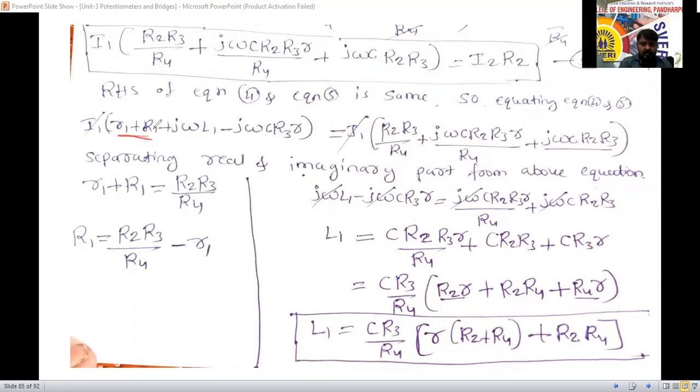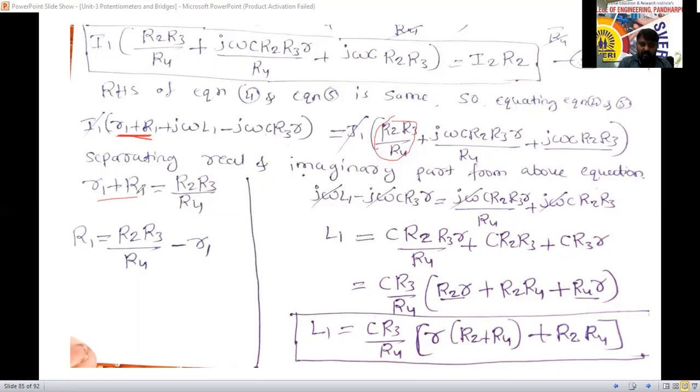Is there any imaginary part here? Is j there? No. Only small r1 plus capital R1, it is a real term. Is there any other real term in the LHS? No. So r1 plus R1 I have written here. Equal to, write down. From here, which one is the real term? Here j is there, so it is not real. This one, is there any imaginary part? No. So R2 R3 divided by R4. So r1 plus R1 equals R2 R3 divided by R4.